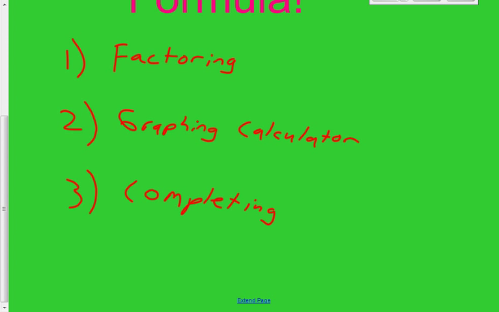Is there an E in completing? I don't know if that looks right or not. Please don't correct me if I'm wrong.